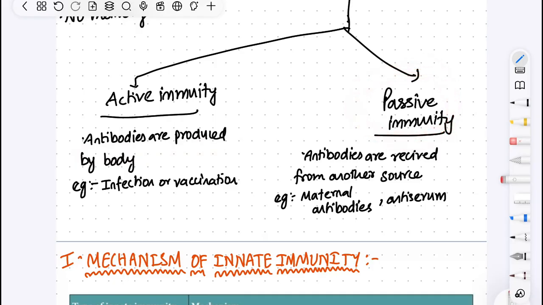Whereas in the case of passive immunity, antibodies are received from another source. Take an example of a newborn child. A newborn child receives antibodies from mother's milk, that is from colostrum, right? From colostrum they receive antibodies directly. Or else when we have a patient of a snake bite, antibodies are given directly to him. That is, anti-venom serum is directly given to him. This is also one of the famous examples of passive immunity. I hope you understood the basic difference between active as well as passive immunity.